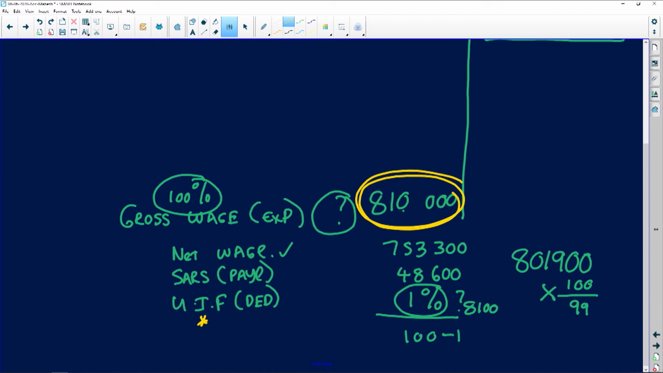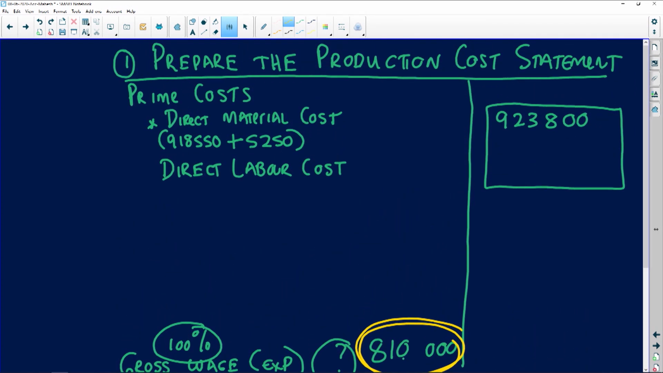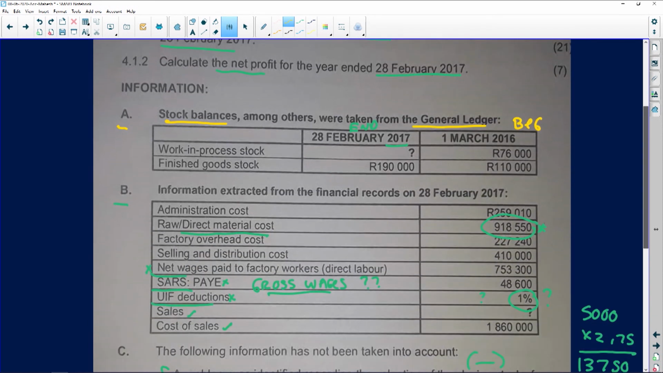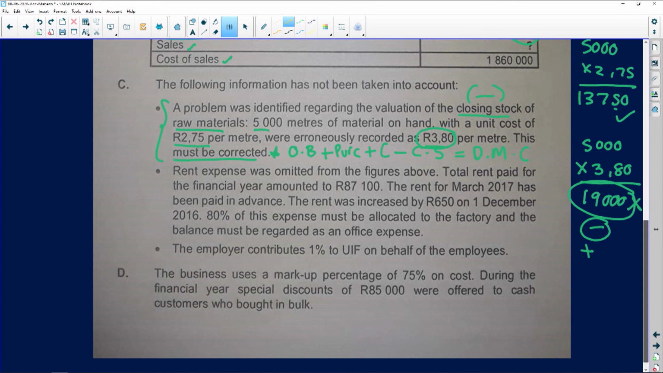So let's take our gross wage through, and if we go back to our production cost statement, direct labor costs, so our gross wage, an amount of 810,000. Right, wages sorted. Is there any additional contribution made by the worker? So that's what we now need to look for. So if we go back to our information, okay, so if we go further down, the employer contributes, let's just get a different color pen.